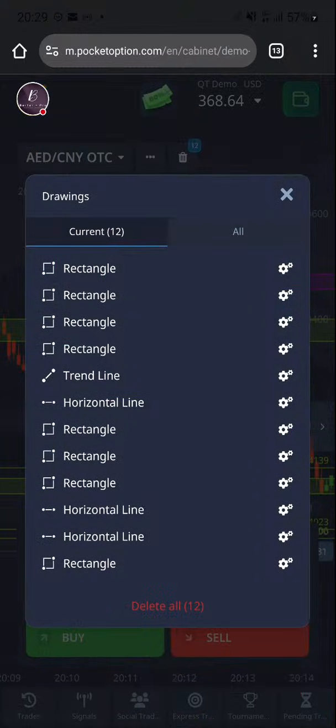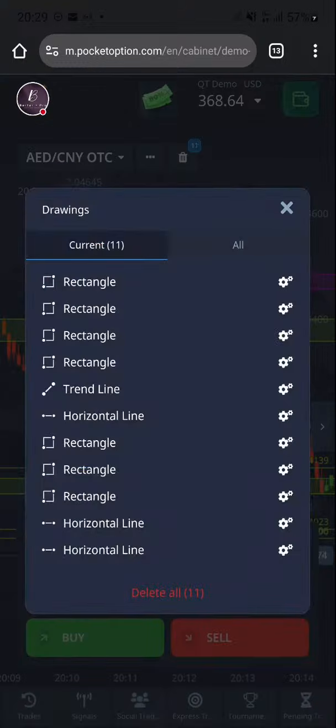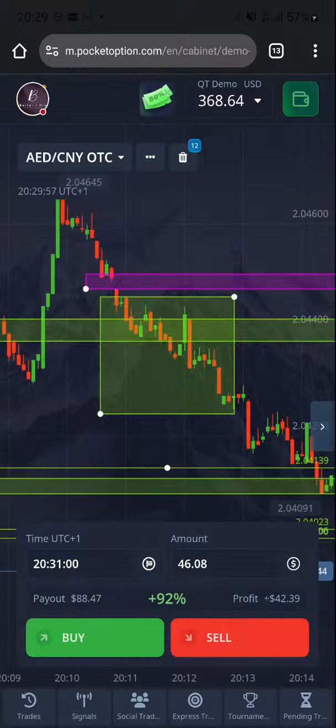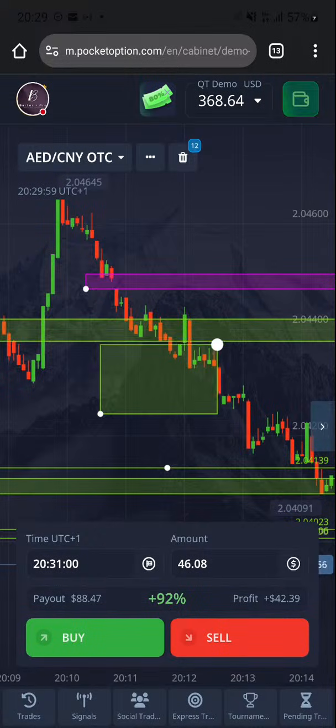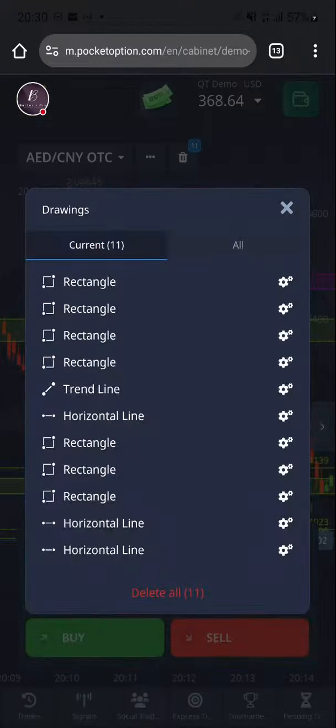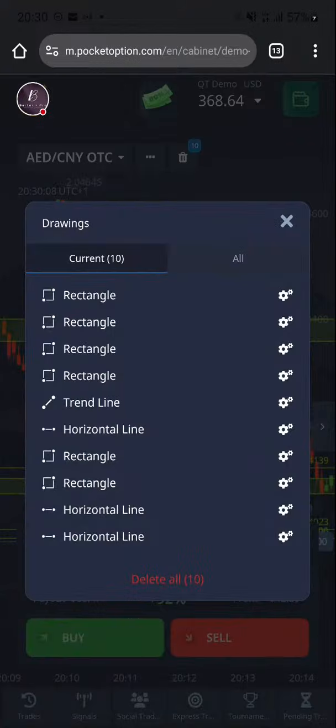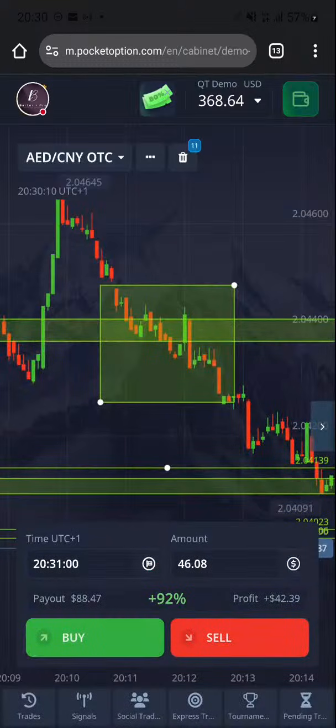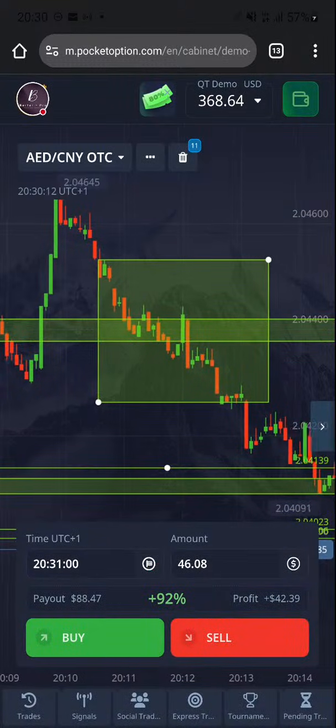You know what? Let me remove this one and redraw it. Okay, I think this is the one. Okay, let me redraw it.